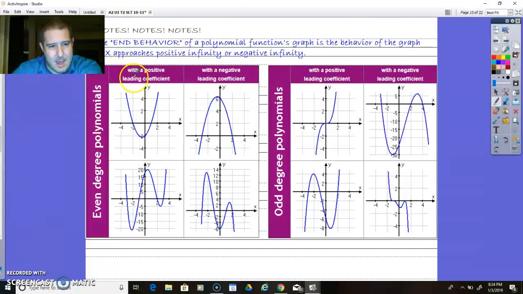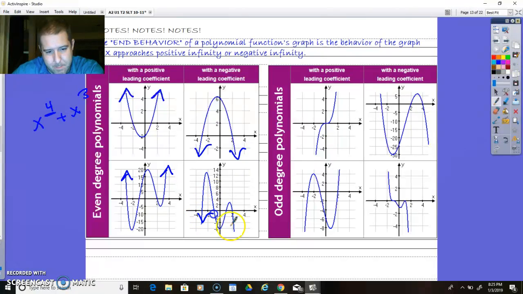Now, in this case, if it's an even degree, if it's like x to the 4th plus x to the 3rd plus, it doesn't matter, as long as the degree is 4 because it's the biggest exponent. So if it's an even number, well, then what you're going to do is look at the leading coefficient. So it's either going to be positive like these two or it's going to be negative like these two. Both of these graphs are going up on both sides, and both of these are going down on both sides.